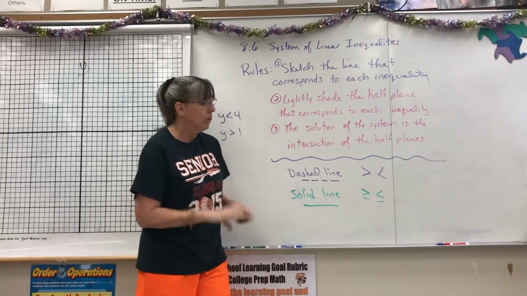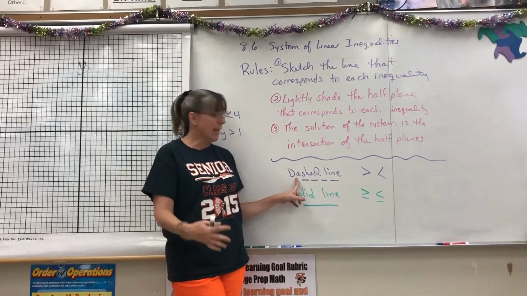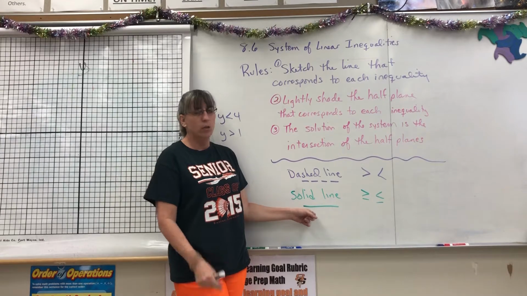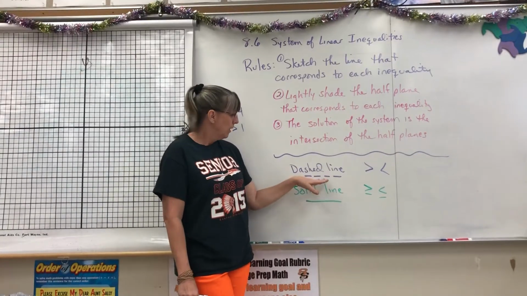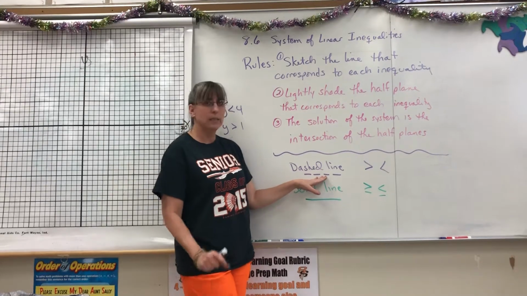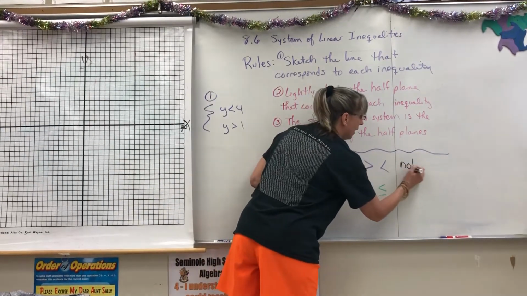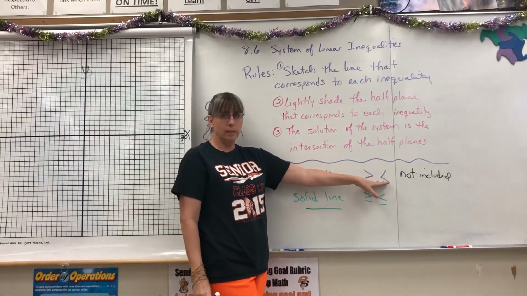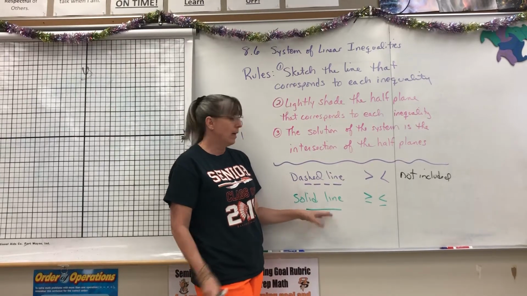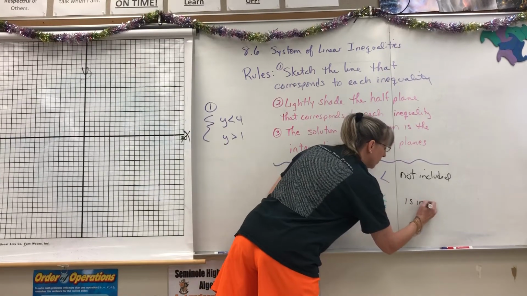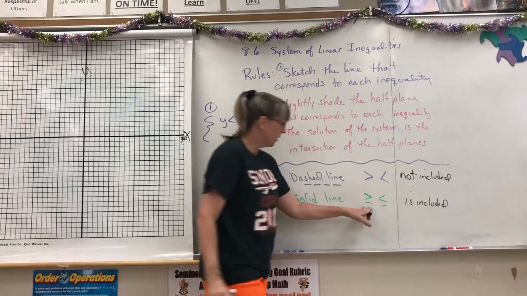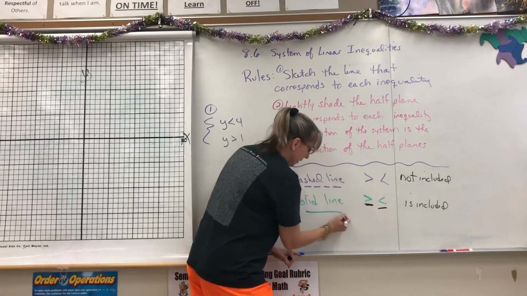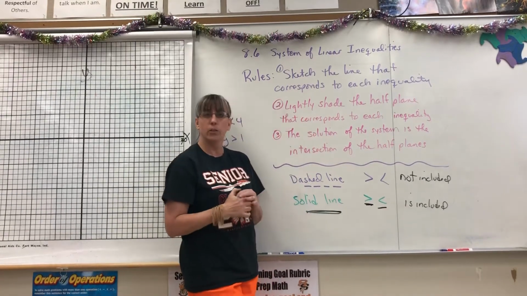Okay, be careful. You have to remember that we have dotted or dashed lines and we have solid lines. If you put a dashed line where there should be a solid line, you're going to get it wrong. So be very careful. A dashed line means it is not included. Therefore, it is a greater than or a less than symbol. A solid line means it is included, and it's going to have an equal sign underneath. So put the two together. The equal sign underneath means a solid line on your graph.